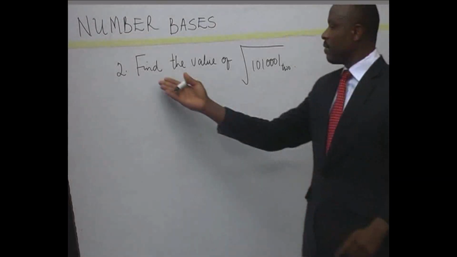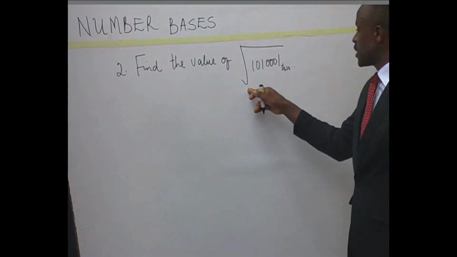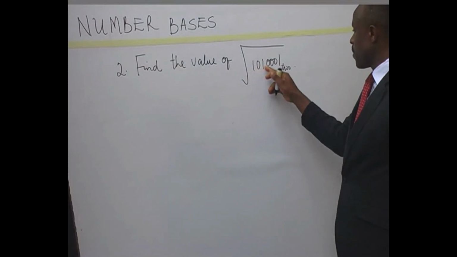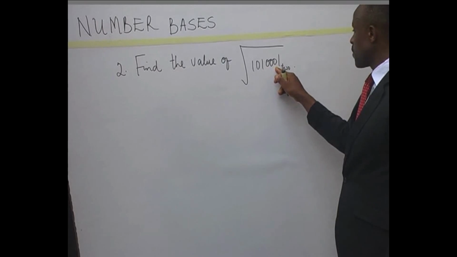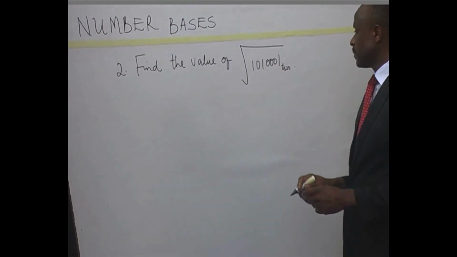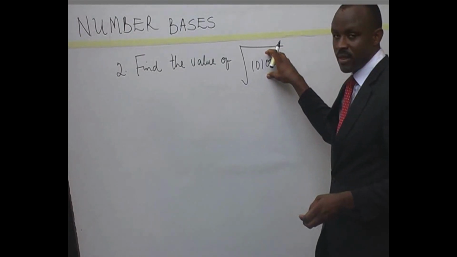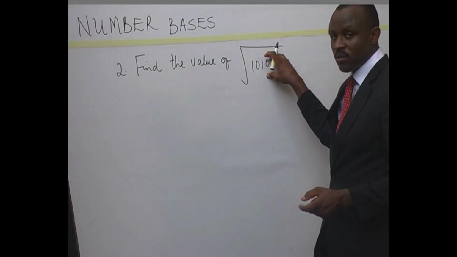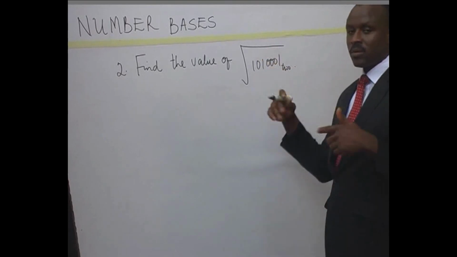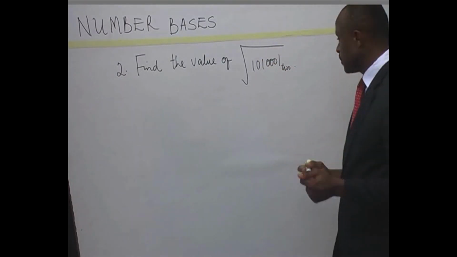Find the value of the square root of 1010001 base 2. Just like the first question, convert this to base 10 first. Then take the square root. Whatever you get after the square root, convert it back to base 2.